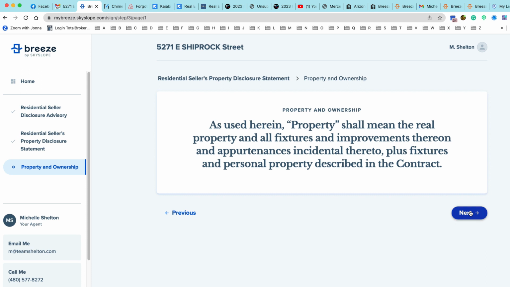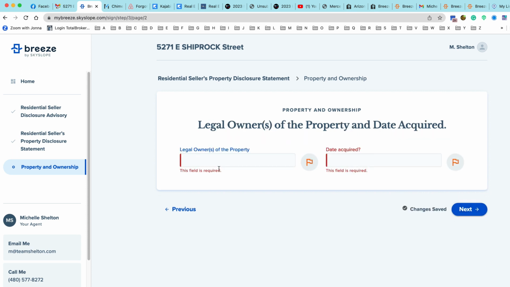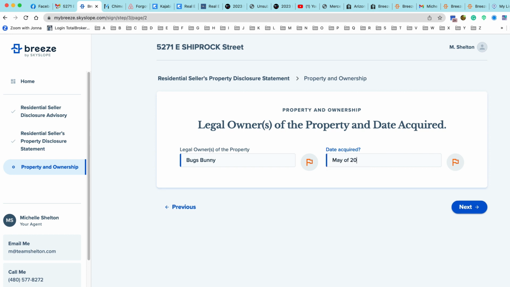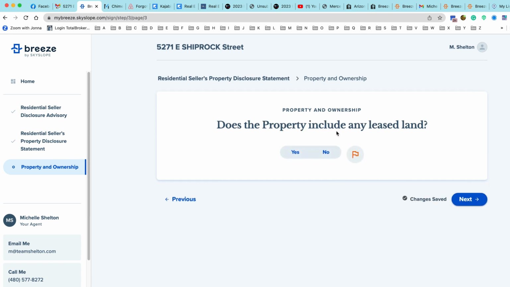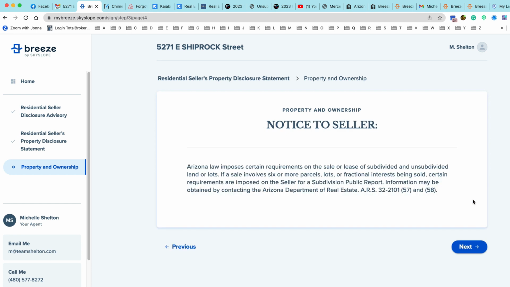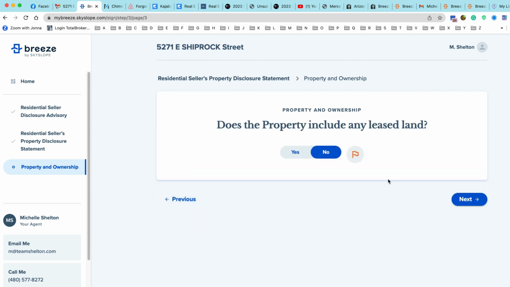Property shall mean the real property, all fixtures and improvements. Okay, so legal owner of this property, Bugs Bunny, date acquired, I don't know, May of 2004. Bugs was doing pretty good in that market. Does the property include any leased land? No. Arizona law imposes certain requirements on the sale or lease of subdivided land. Okay, well, I said no, didn't I? So why is it bringing it up?